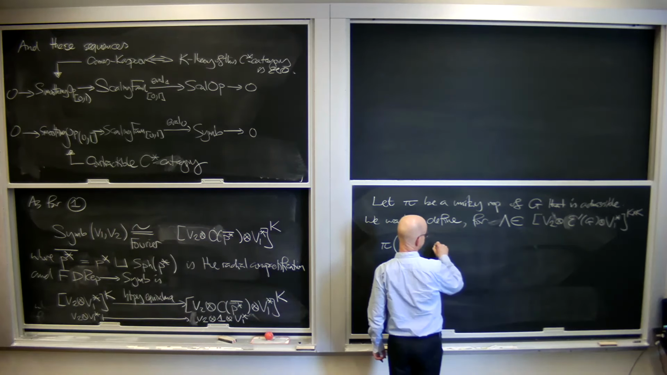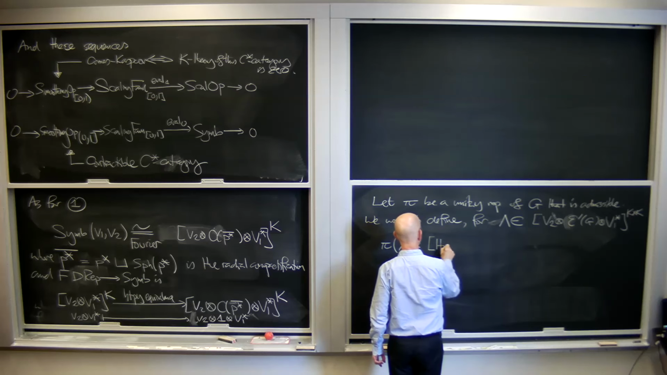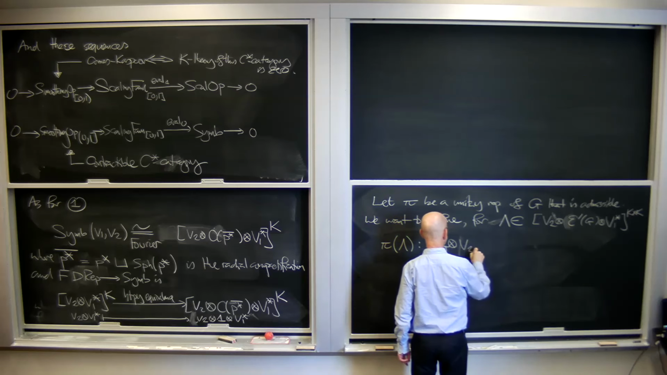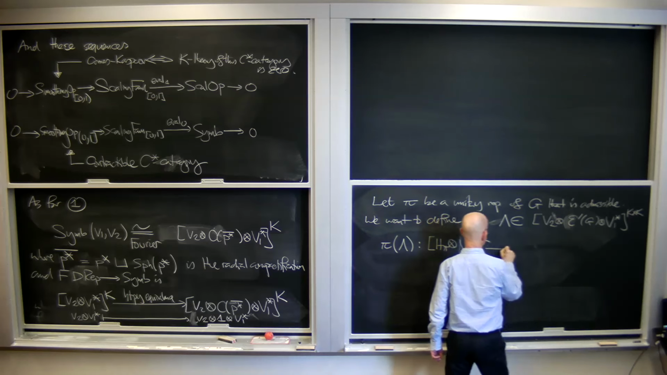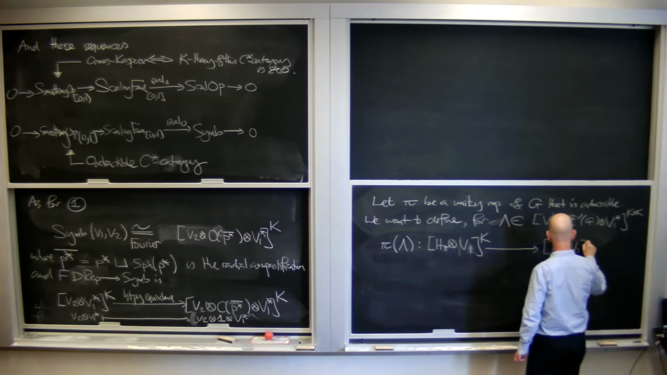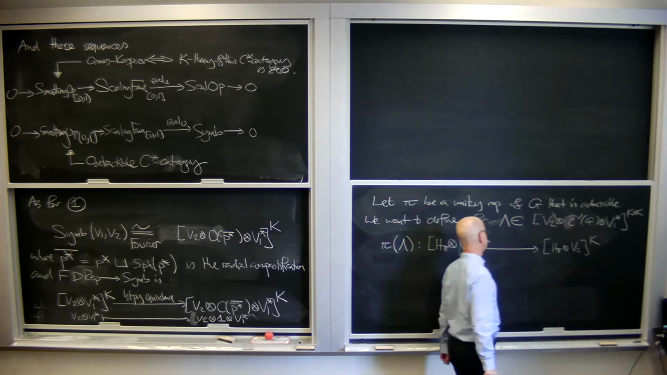And where does this thing go? Well, it goes from not all of H pi, but just a little piece of H pi. I guess we should start with H V1. This is like an isotypical part of H pi to the same isotypical part, to the V2 isotypical part, like.